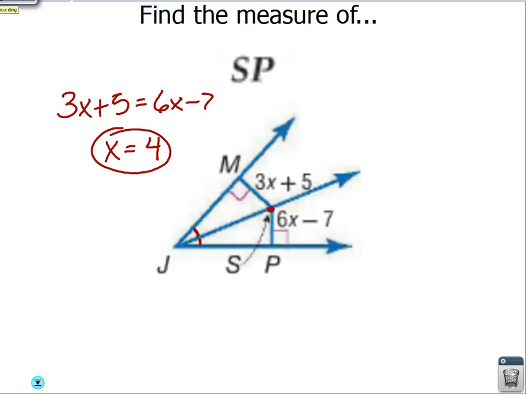So if x is 4, we always plug it in to check. 3 times 4 plus 5 is 17. 24 minus 7 is also 17. So the distances are the same. We want them to be. That's why we said, I want this distance to equal this distance. We found the x value that made that happen.